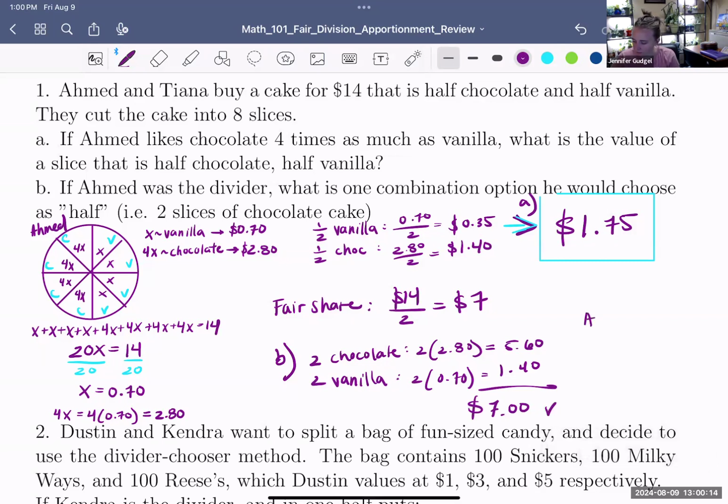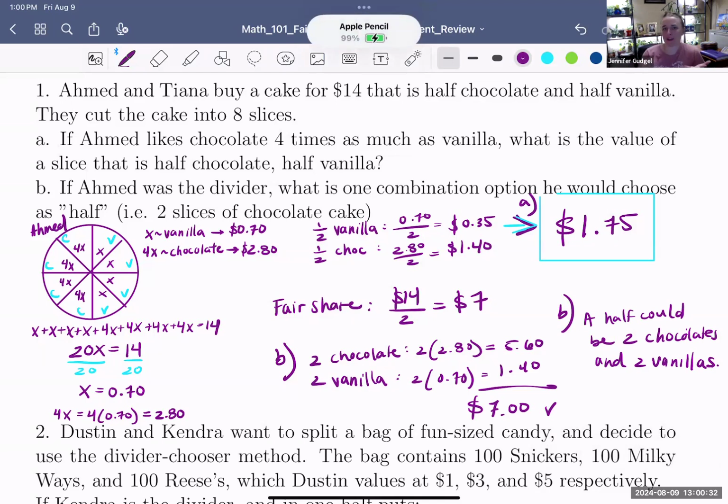So a half could be 2 chocolates and 2 vanillas. That could be 1/2 for Ahmed. In some cases, especially with our Snickers and Milky Ways and candy bar examples, the next one we're going to look at, you can have multiple answers. Sometimes there really is just going to be one way that they would be able to split it in half according to their valuation like we have here.